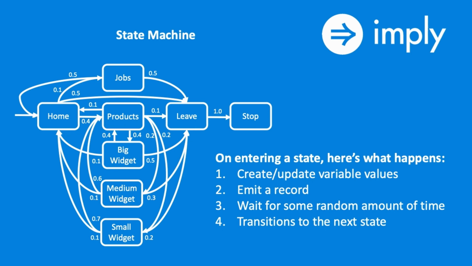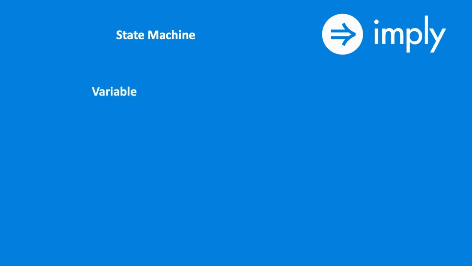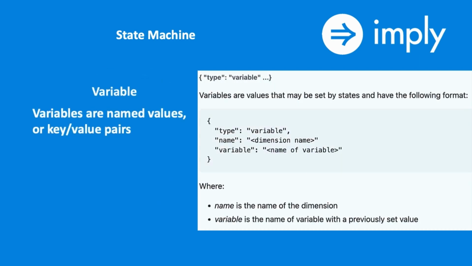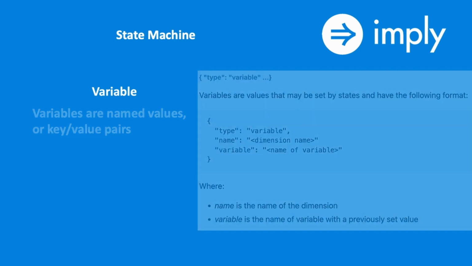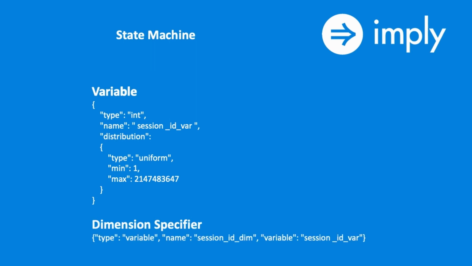I promised I would discuss variables. Perhaps now is a good time for that. As I mentioned earlier, variables are key value pairs that allow us to maintain some context between states. In our website state machine example, we might want to have a session ID as part of the records we emit. We can set the value of this session ID when an entity enters the initial state, and then include that value as a variable dimension specifier in the various records that the state machine produces.